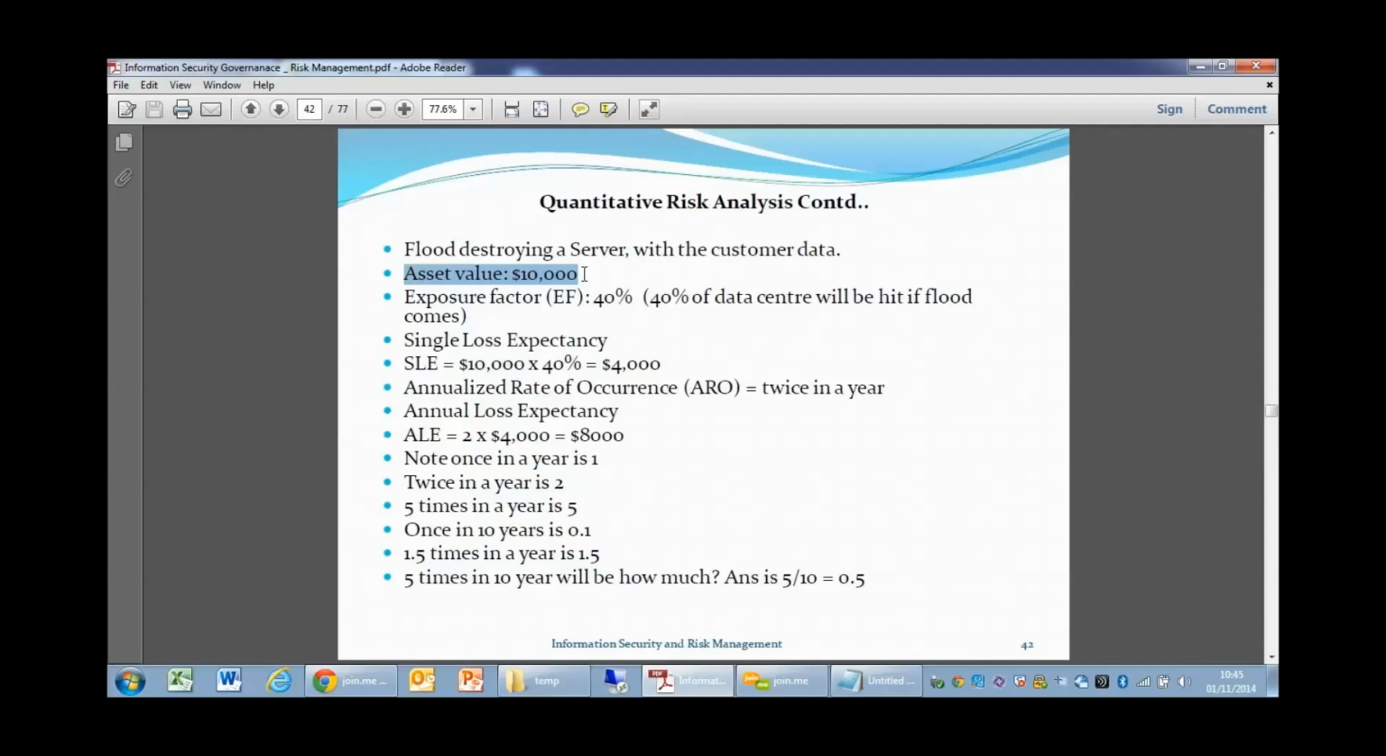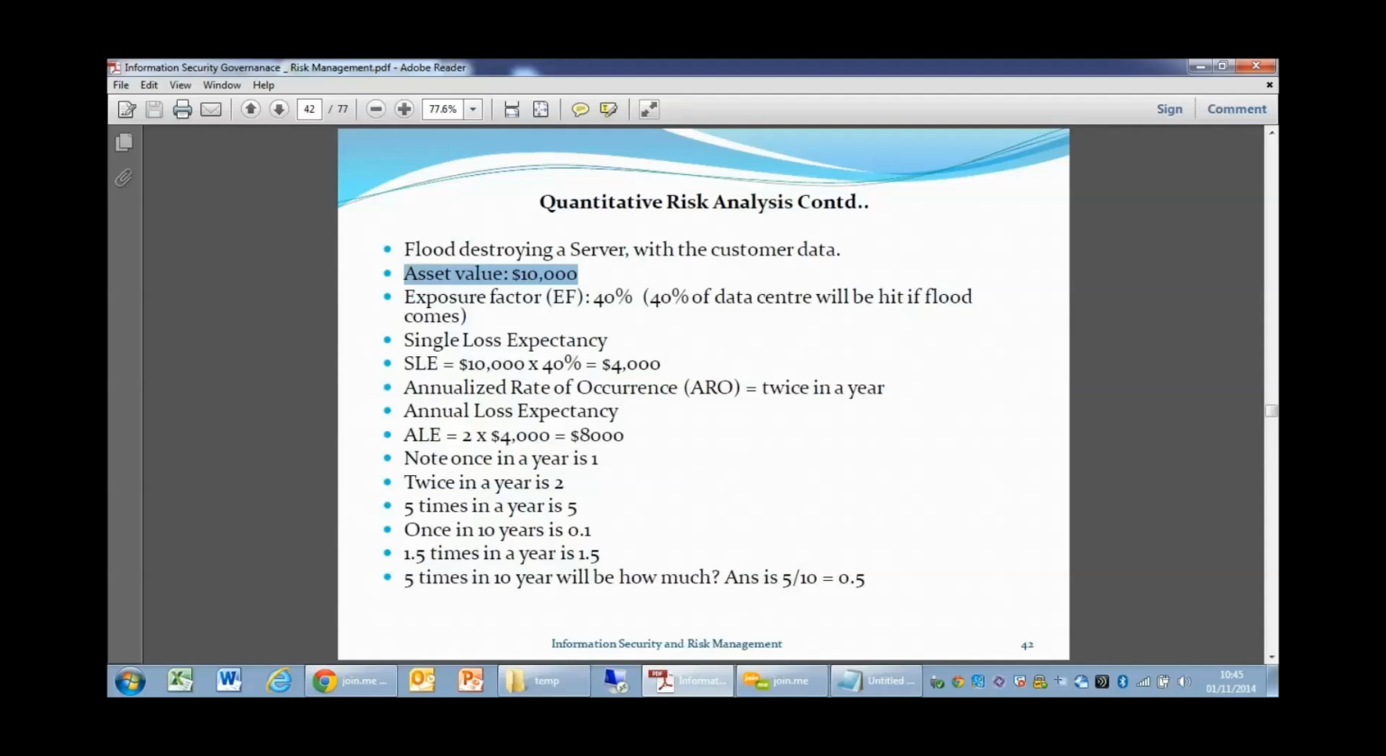Now, please remember this particular variable which is called exposure factor. The exposure factor will be given in the exam, let's say 40%. This means that 40% of the server will be hit if the flood occurs. Or let's say if the flood finally comes and hits your data center, 40% of the server room will be vanished.